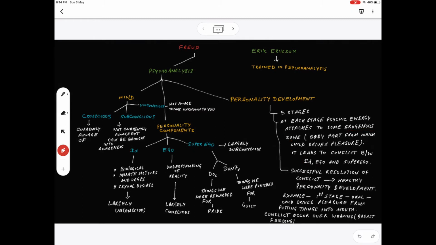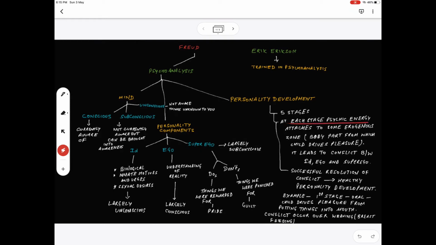For example, in his theory, the first stage is oral. In this stage, the child derives pleasure from putting things into the mouth. Not just breastfeeding, but he likes to put things into his mouth. Freud says the child does this because it gives him pleasure, like breastfeeding, and the conflict occurs. Conflict in this stage occurs over weaning. When the child has grown, say 1 or 2 years, the mother wants the child to stop breastfeeding, but the child wants to continue it. So there is some conflict over there.